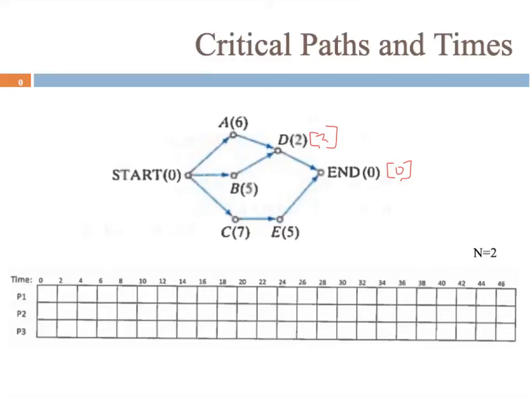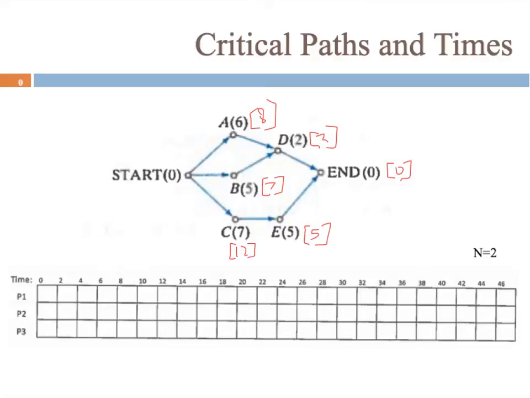The critical time for task A, we're going to take the critical time of D, which it's incident to, so 2 is the critical time for D, and we're going to add that to 6, so that makes a critical time of 8. The critical time for B is going to be 2 plus 5, so 7. Alright, down here the critical time for E is going to be 0 plus 5, so 5. Critical time for C is going to be 5 plus 7, so 12.